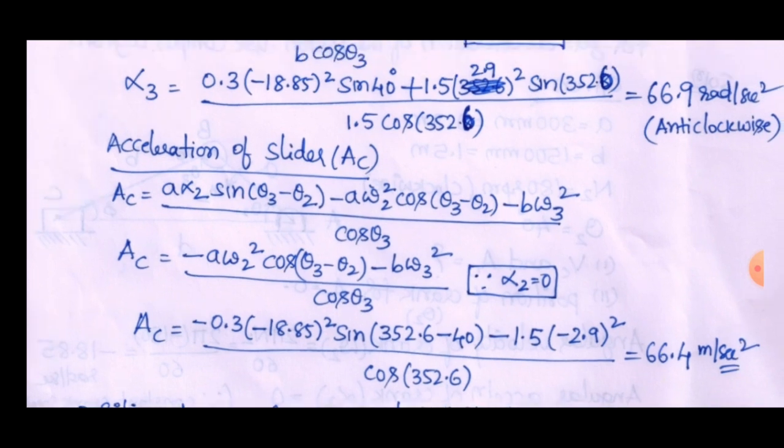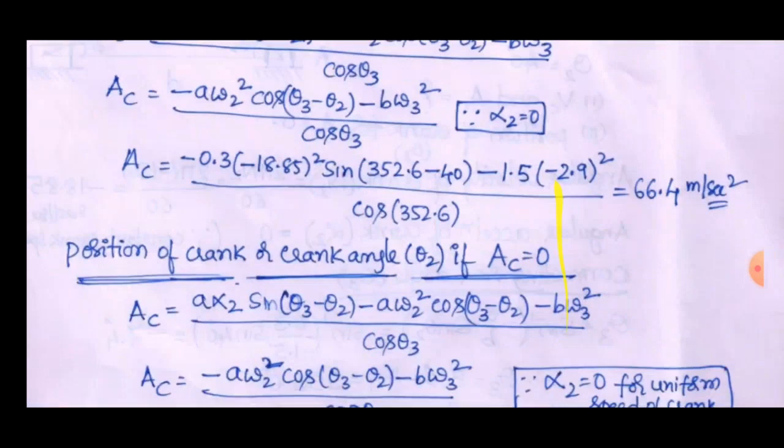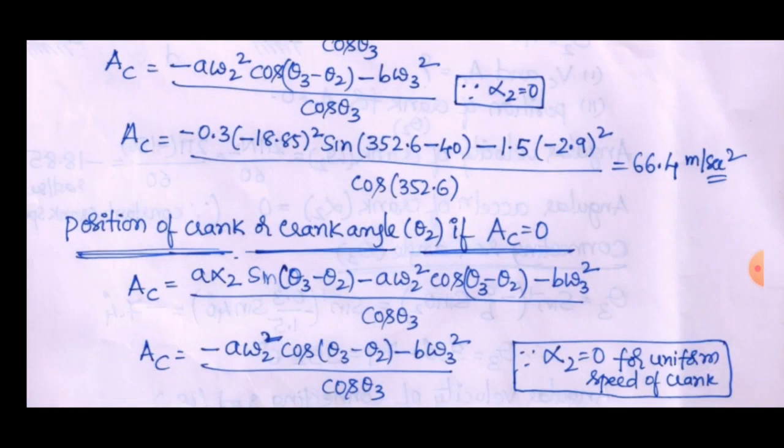Like that, now I got the first bit of the given problem. What is the first bit? You have to find velocity and acceleration of slider or piston. So VC and AC. In order to find VC and AC, I should find theta 3, omega 3, alpha 3. Then only I will get VC and AC. Then second part of the problem is position. Find the position of the crank, or the position of the crank is nothing but crank angle, that is theta 2, if the acceleration is 0. If the acceleration of the piston is 0, that is AC is equal to 0.